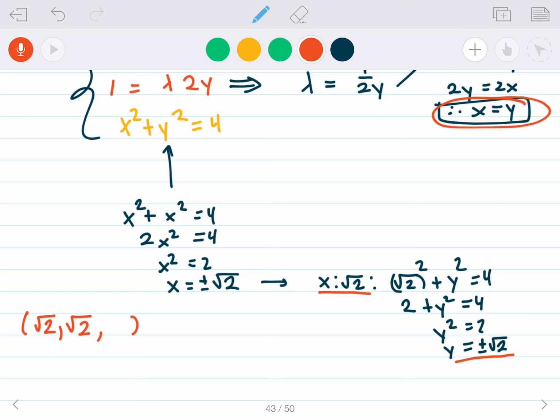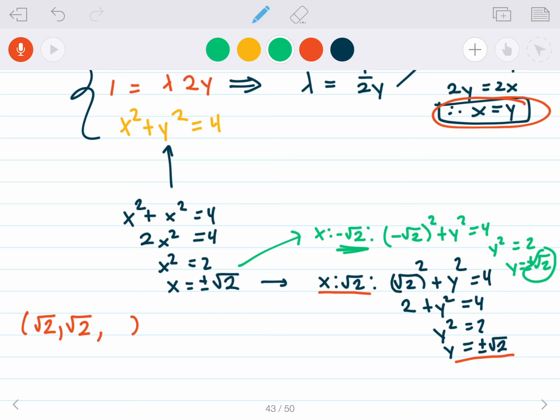Okay. So then when x is negative root 2, we have a similar story. We have negative root 2 squared plus y squared equals 4. And then solving for y, we're going to get y squared equals 2 again. So y is equal to plus or minus root 2. But again, x has to equal y. So when x is negative root 2, we have to just pick the negative version here. So x was negative root 2, and then y is also negative root 2.